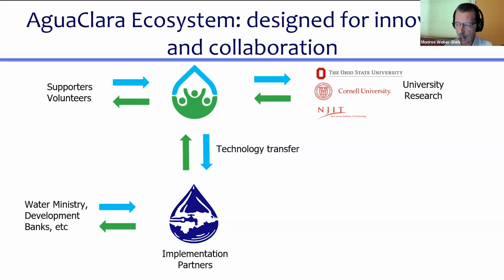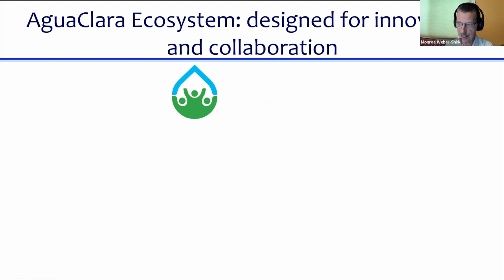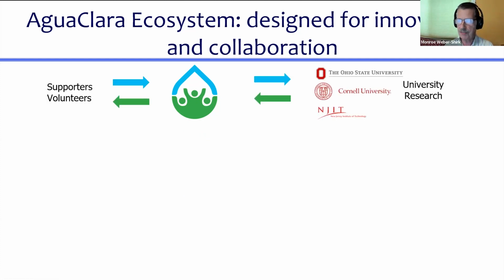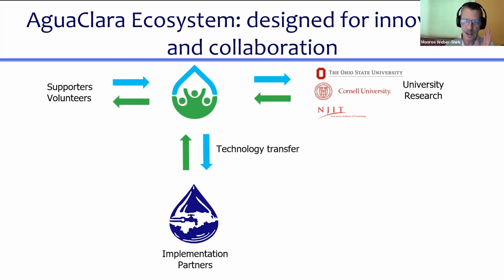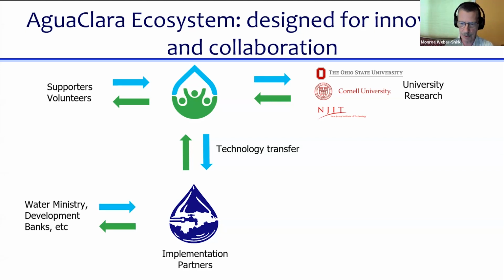So let's go back just very briefly. Here we are, there's AguaClara Reach, that's our logo. We've got supporters and volunteers. We work with these universities, Ohio State, Cornell, and NGIT. We develop designs. We transfer those designs to a partner in Central America, Agua para el Pueblo.